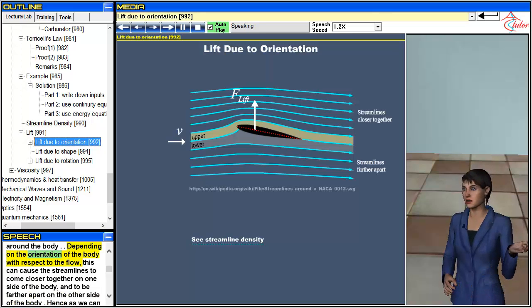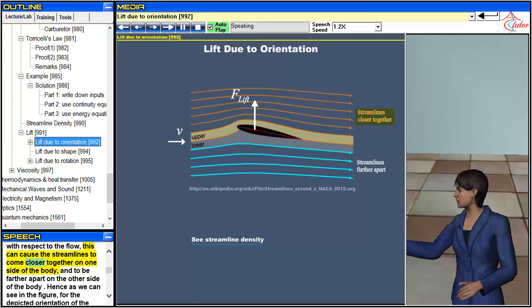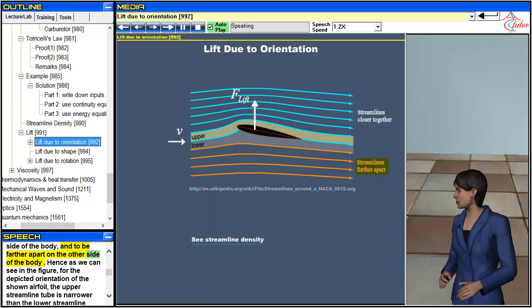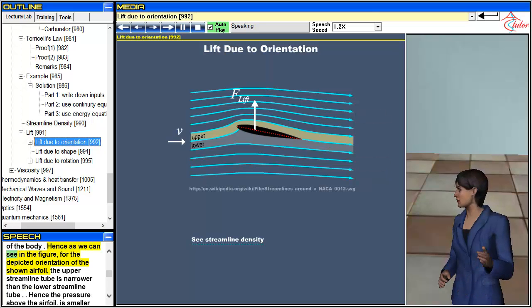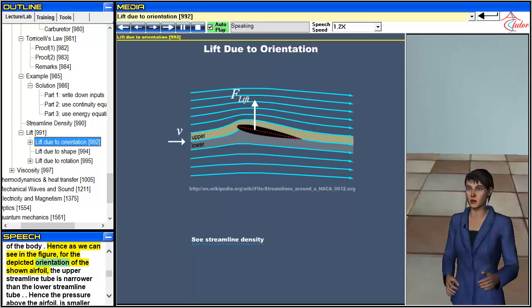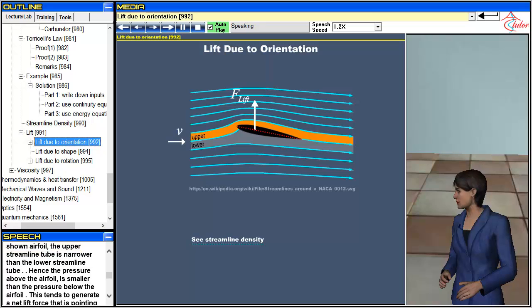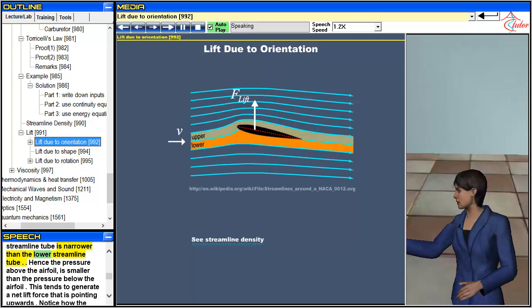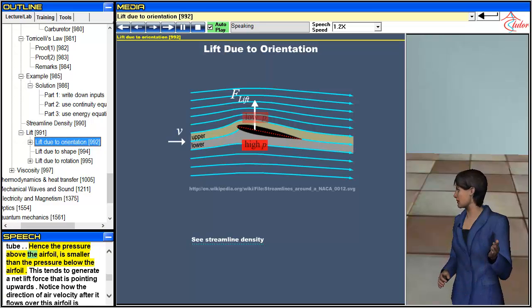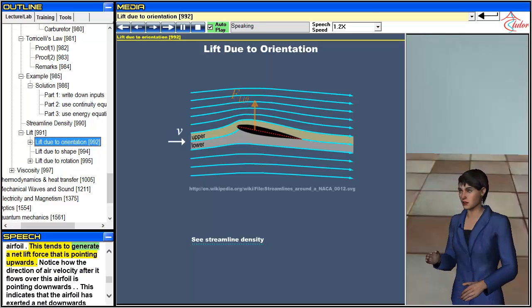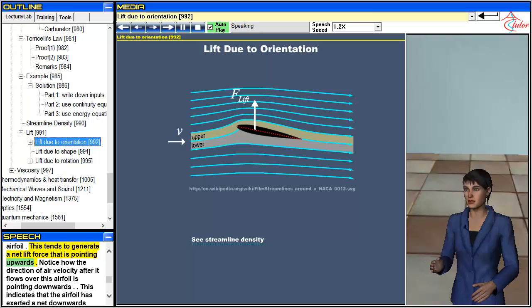Depending on the orientation of the body with respect to the flow, this can cause the streamlines to come closer together on one side of the body, and to be farther apart on the other side of the body. Hence, as we can see in the figure, for the depicted orientation of the shown airfoil, the upper streamline tube is narrower than the lower streamline tube. Hence, the pressure above the airfoil is smaller than the pressure below the airfoil. This tends to generate a net lift force that is pointing upwards.